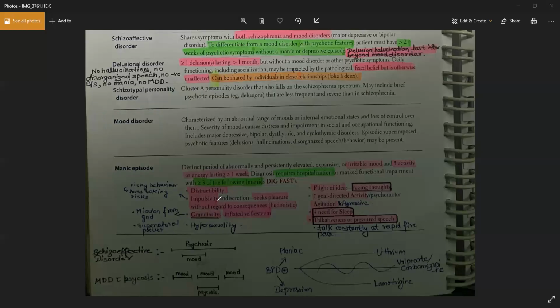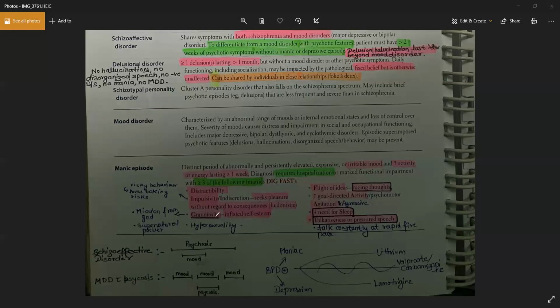If they're traveling, they want to travel everywhere without thinking about the expenses. If they're gambling, they will gamble without thinking about the loss of their money or anything. So basically, they have a risk-taking behavior. If they're involved in sexual activities, then they just have these activities without thinking of any infections, right? So they will have an impulsivity. They will seek pleasures without thinking about the consequences.